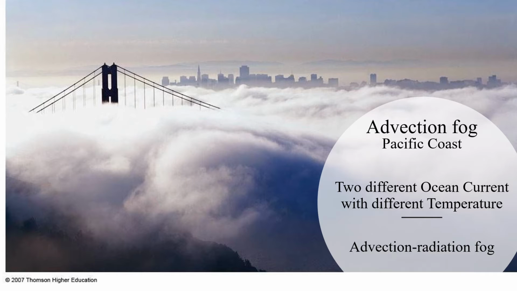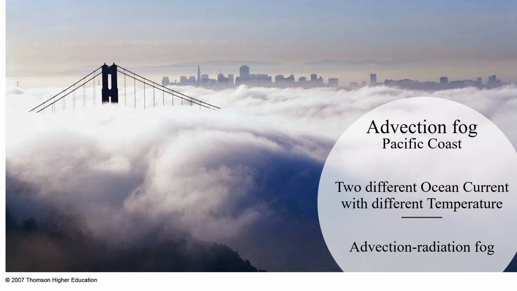Cooling the surface air to its saturation point may be accomplished by warm moist air moving over a cold surface. The surface must be sufficiently cooler than the air above so that the transfer of heat from air to surface will cool the air to its dew point, and when it reaches the dew point and produces fog that forms in this manner, we will call it advection fog.